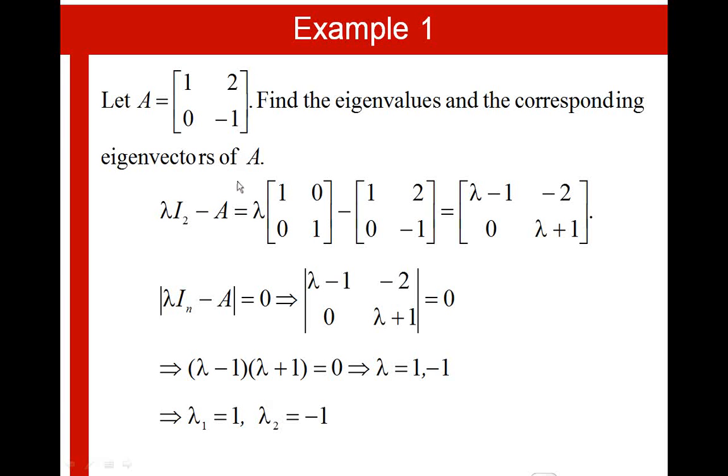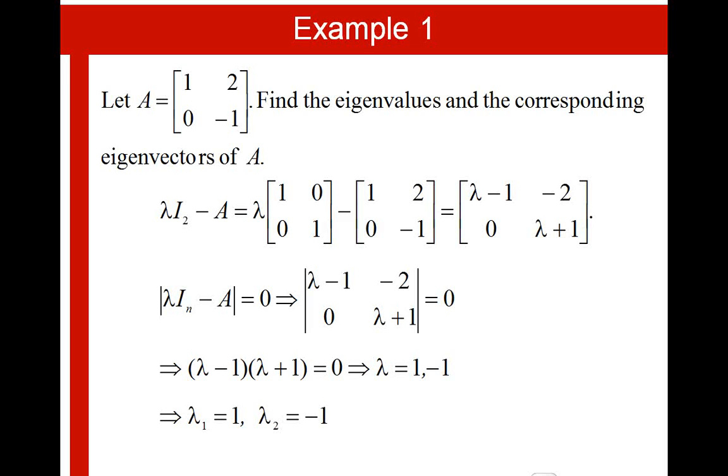Then we apply the definitions that we've seen in the previous slide. Mainly, we need to find lambda I minus A as we see here. Then we find the determinant of this 2 by 2 matrix and we set it equal to 0. If we have a, b, c, d, the determinant is ad minus bc. So the determinant is (lambda minus 1) times (lambda plus 1) equal to 0. This characteristic equation has for solutions lambda equal to 1 and lambda equal to minus 1. We'll set the first one as lambda 1 equal to 1 and the second solution as lambda 2 equal to minus 1.